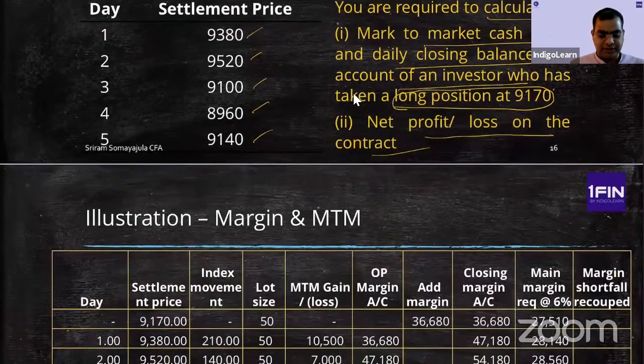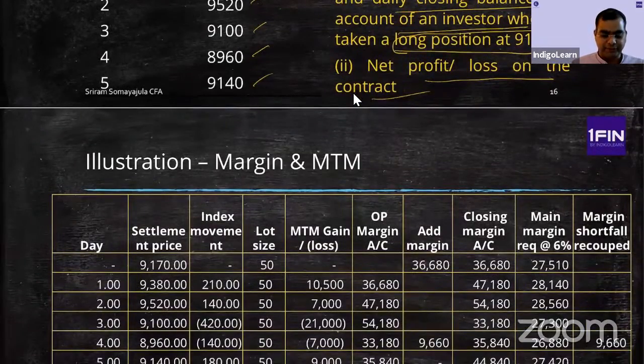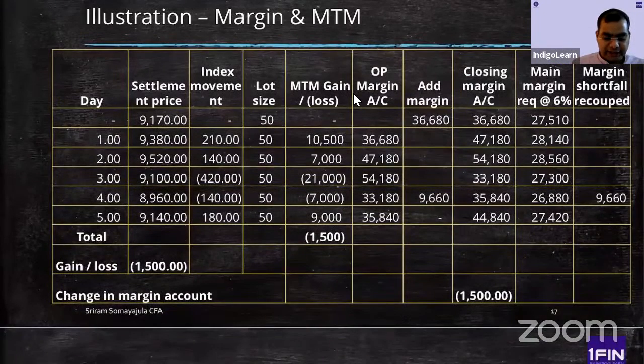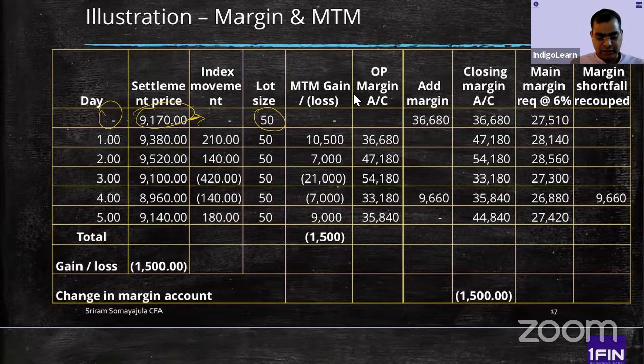So I have put up this board table here. On day 0, when you are entering into the contract, the price is 9170 and the lot size is 50. So you multiply 9170 into 50, and you will get 4,58,500. So that is just the contract value. On that day, you are supposed to deposit 8% margin. So 8% of this comes to 36,680.